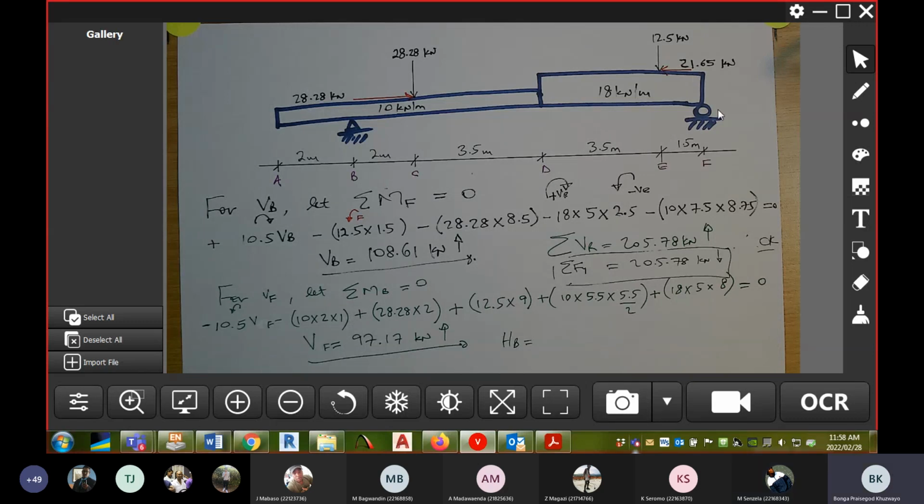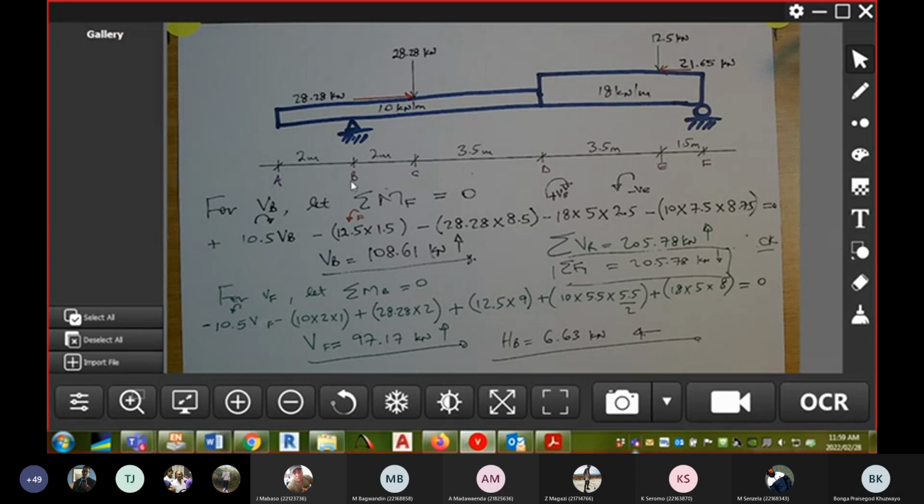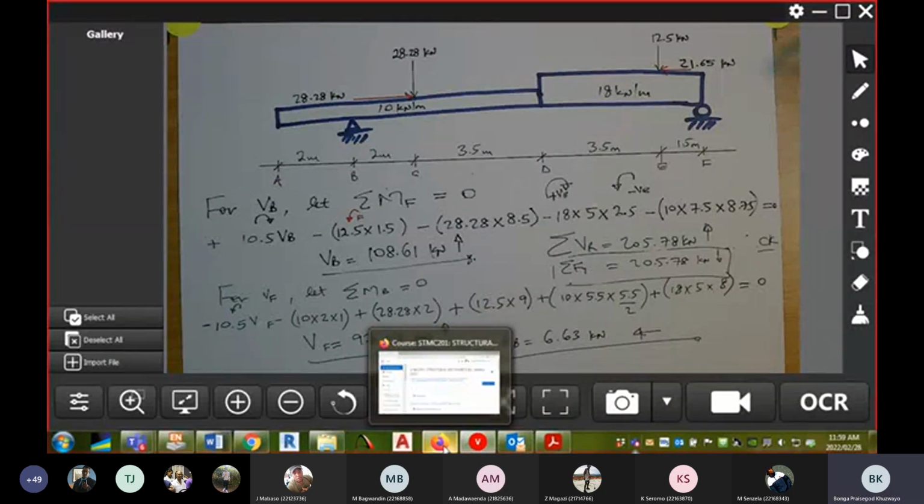6.63. Yes, thank you. 6.63 is the resultant of the two components, right? 6.63 is going east. So as far as HB is concerned, we need equal but opposite direction. Okay, that's basically what we need.